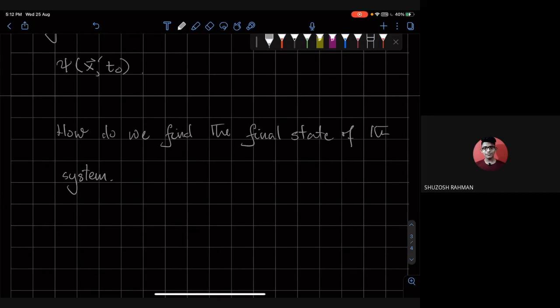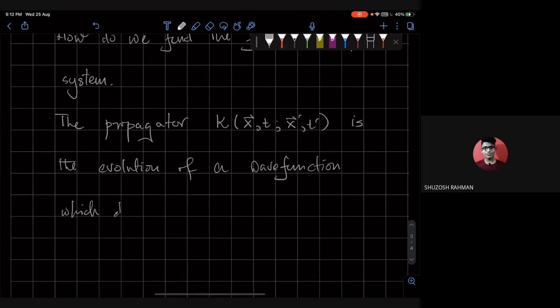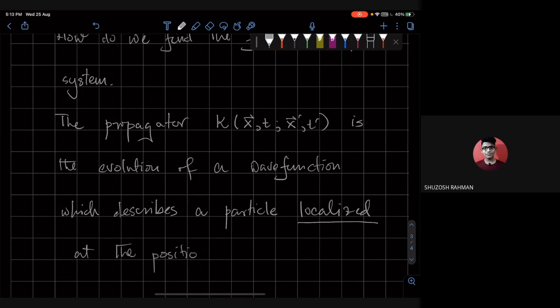So another, more particular interpretation of the propagator, say K(x t, x' t'), is the evolution of a wave function which describes a particle localized at the position x' at time t'.